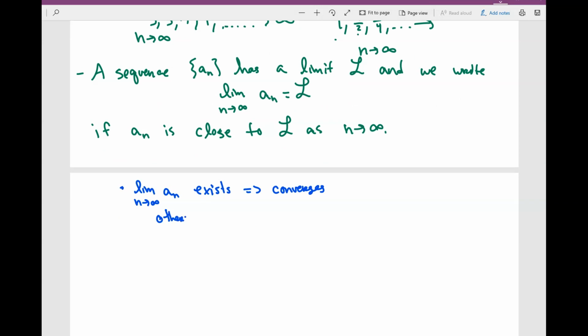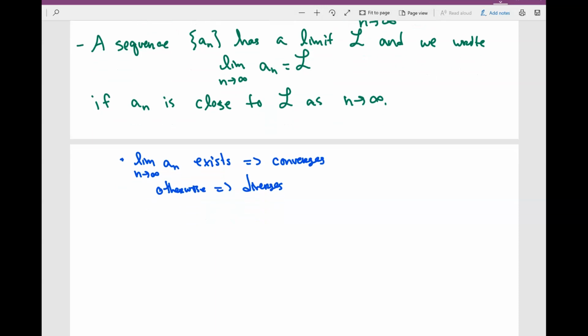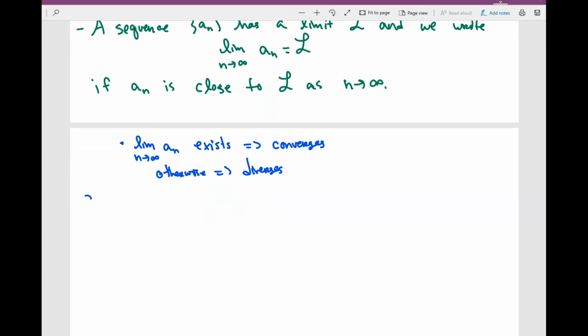Otherwise, we're going to call it diverges. So if it's anything else, like positive infinity, negative infinity, or it doesn't exist, it's just going to diverge, okay? So let's do an example.